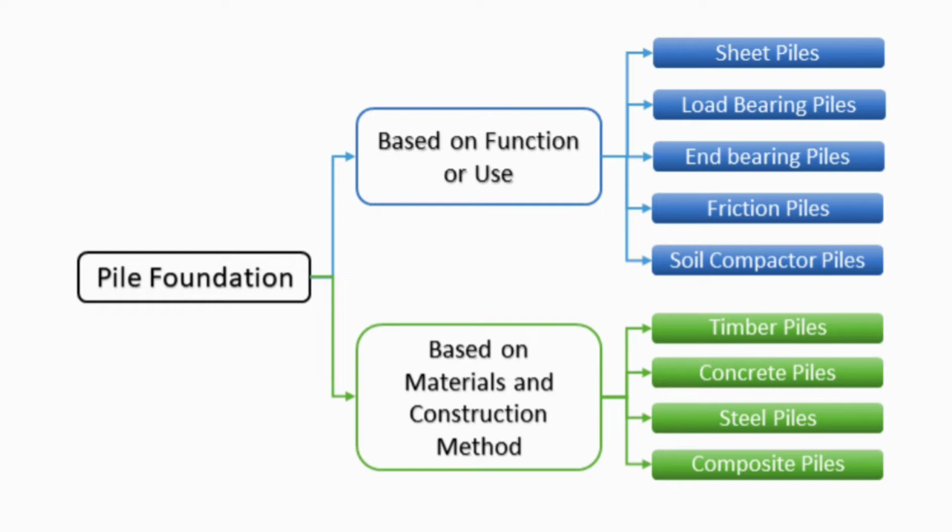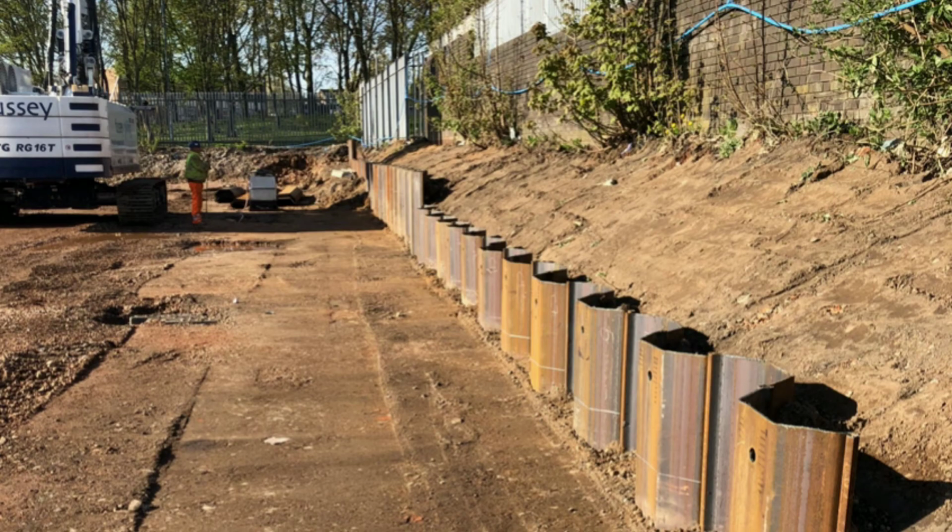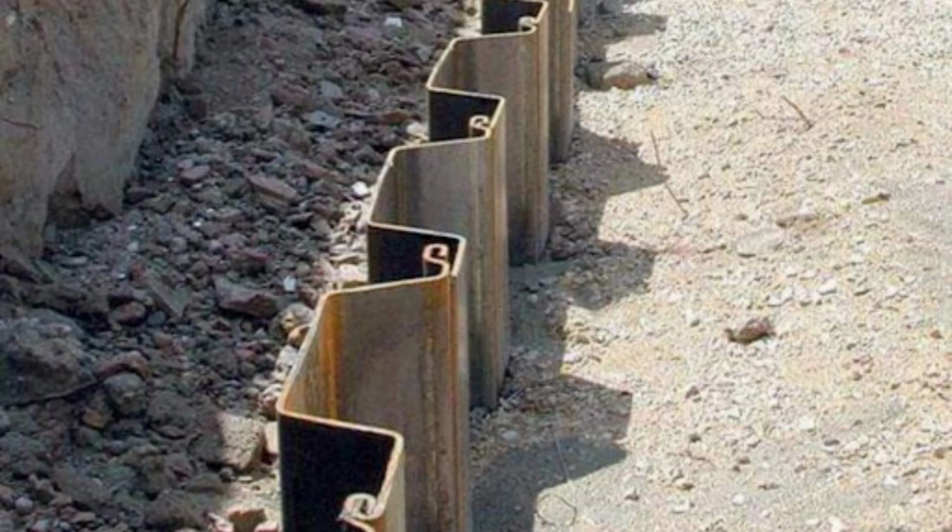Now I am talking about classification of pile foundation based on function or use. Sheet piles. This type of pile is mostly used to provide lateral support. They usually resist lateral pressure from loose soil, the flow of water, etc. They are usually used for confinement and sheeting, shore protection, etc. They are not used for providing vertical support to the structure.